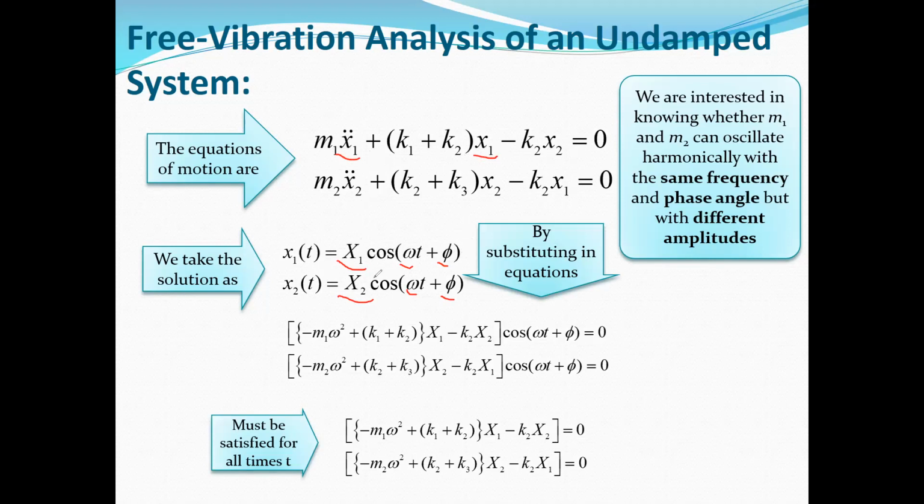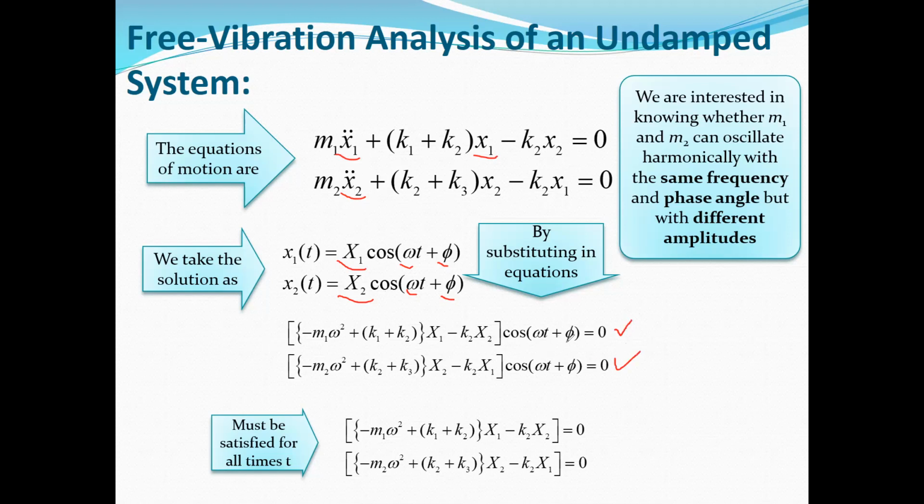And for the x2, we need to substitute, and again the second derivative of x2 with respect to time is minus omega squared x2 cosine omega t plus phi. So when you substitute and simplify, you can extract these two equations. This is the first equation and this one is the second equation.